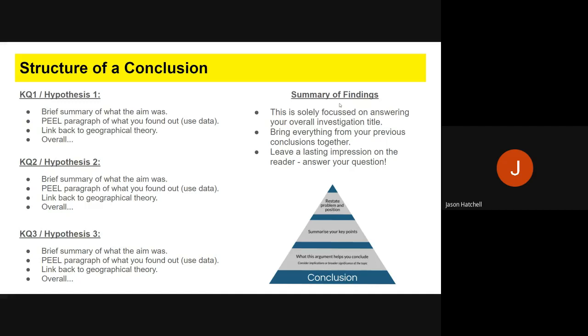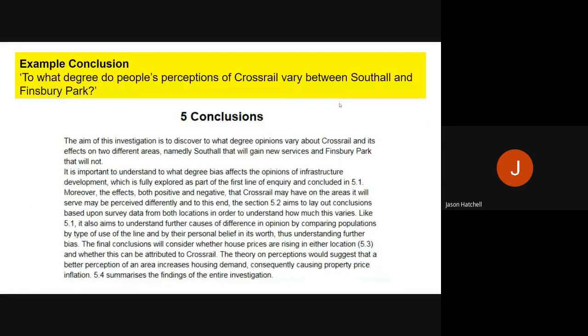So I'm just going to take you through now some examples of conclusions from past students. And I focused on one example in particular to show you how they have concluded from their question. So this student's question was, to what degree do people's perceptions of Crossrail vary between Southall and Finsbury Park?